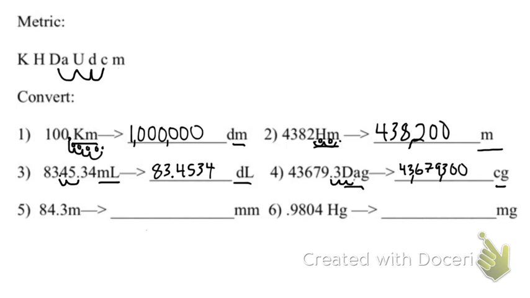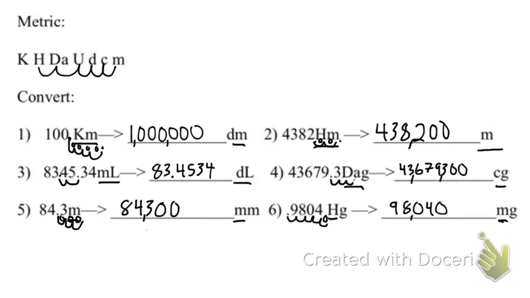add in my commas. Going from the unit meter to the millimeter, so that's 1, 2, 3 jumps to the right. So I jump my decimal 1, 2, 3 places to the right, add my zeros, 8, 4, 3, 0, 0, final answer. And last but not least, going from hecto to milli, so up top, that looks like this many jumps, 1, 2, 3, 4, 5 jumps. So I'll jump my decimal 5 places, which means I have to add a 0, final answer.